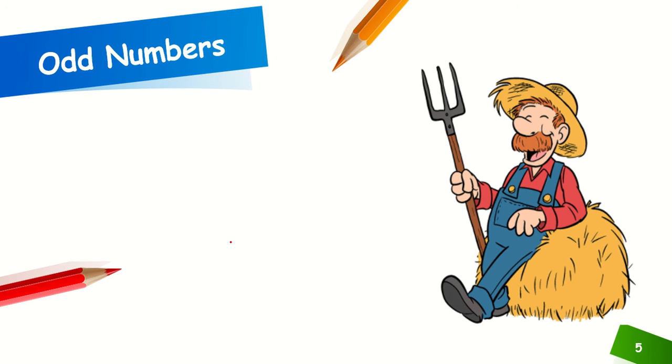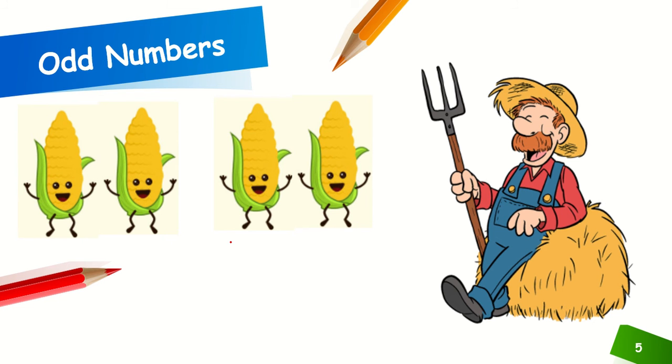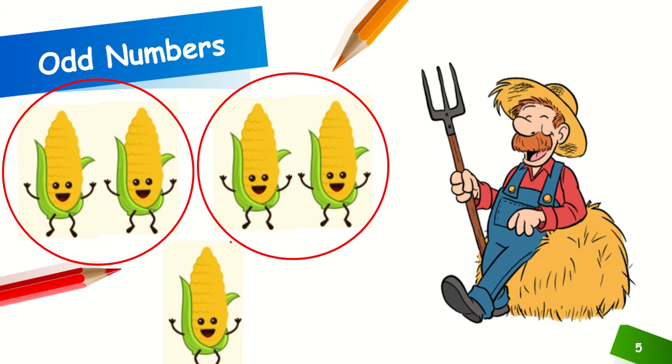We have Mr. Farmer here who has 1, 2, 3, 4, and 5 corns that he needs to place into two baskets equally. So each basket should get the same number of corn. So as you can see here, he can only place two corns in each basket and he will get an extra one that will not be placed in either of the baskets. So number 5 is also an odd number.